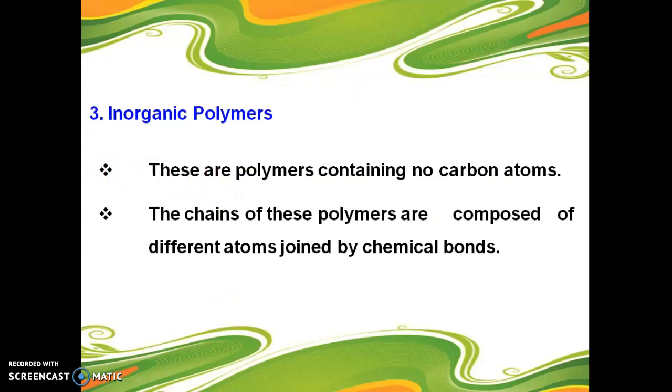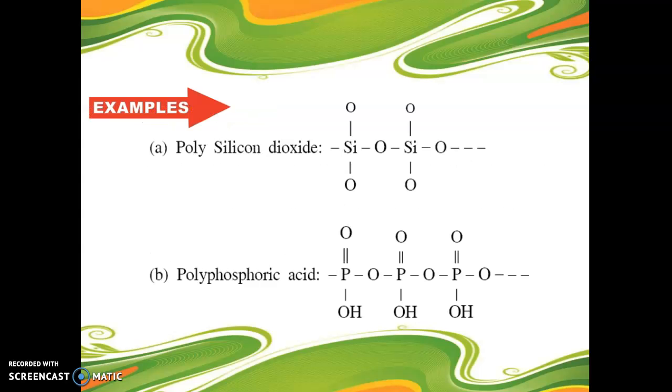And the third category is inorganic polymers. These are polymers containing no carbon atoms, and the chains of these polymers are composed of different atoms joined together by chemical bonds. Examples are polysilane dioxide and polysulfuric acid.